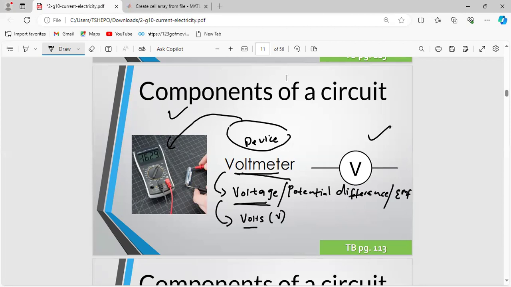And this is how we draw the voltmeter of the circuit, which measures the voltage. Don't confuse these things.